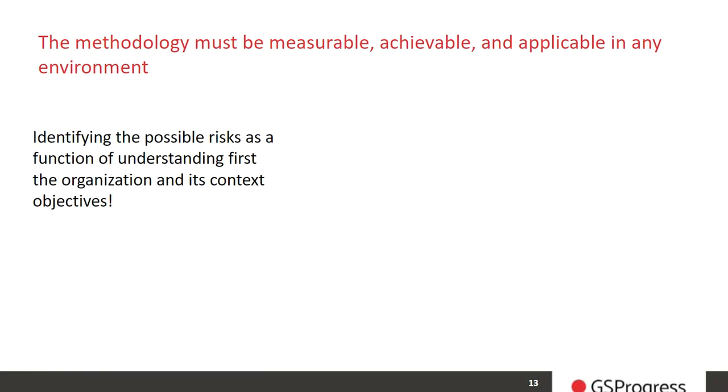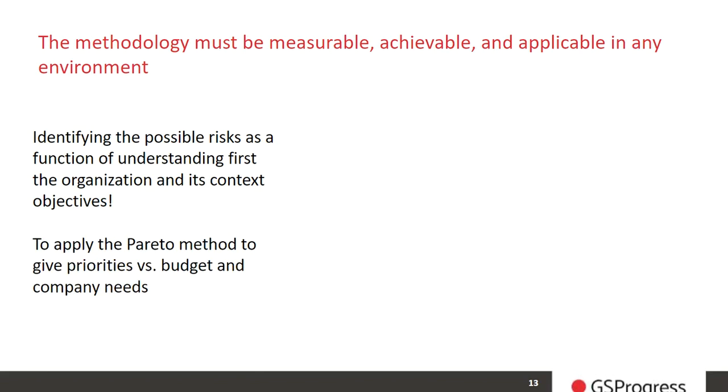Identify the possible risks as a function of understanding first the organization and in the context of the objectives. Remember, when we're talking about anti-bribery, it can be from inside or from outside. So in either one, in both, we have to be very clear, and we have to define it based on the objective results. Apply the Pareto method, giving priorities versus budget and company needs. So if you already have the general objective that the company wants to reach, with this information we make a Pareto, because there can be different objectives. We use the 20-80, this is the Pareto law, and it gives the idea that if we can cover the 20% most important, the system will be 85% effective. So we have to take this part into consideration.